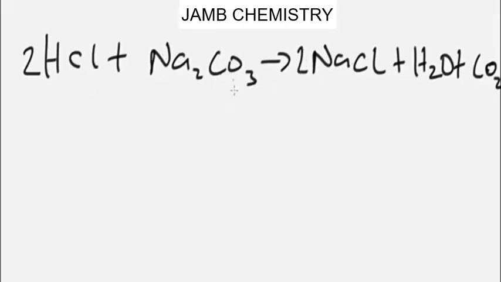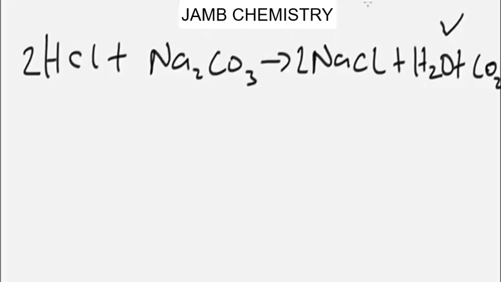Carbon is 1 at the left. Carbon is also 1 at the right. It's balanced. What of oxygen? Oxygen, we have 3 atoms of oxygen at the left. We also have 3 atoms of oxygen at the right. So oxygen is now balanced. So this will be the output of this reaction. When hydrochloric acid reacts with sodium carbonate, you will get sodium chloride, water, and carbon dioxide.